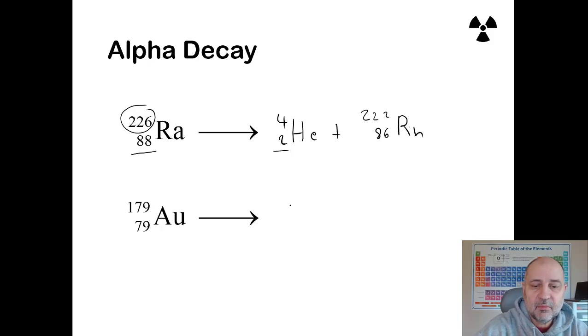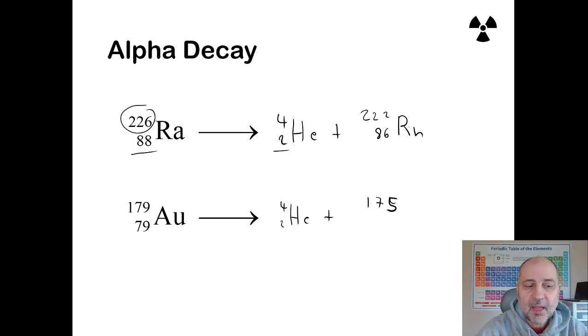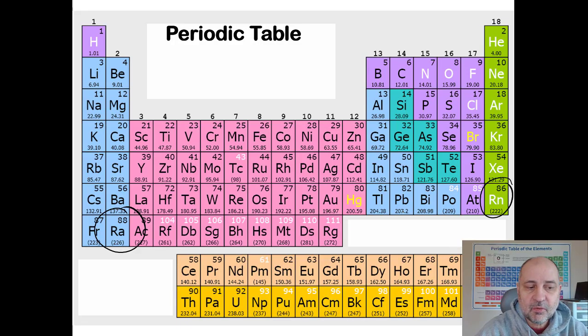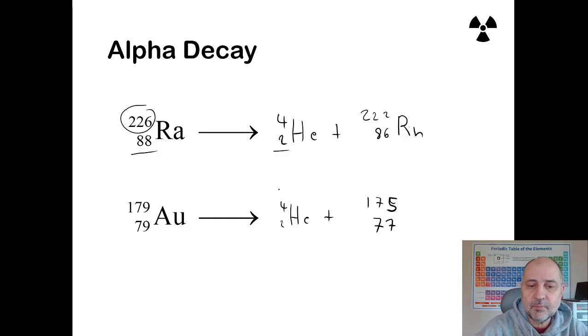Let's do the same thing here. Alpha decay, this you need to know again, is our helium-4, 2, and then we do what we just did again. 179 minus 4 is 175, and then 79 minus 2 is 77. And so you go find 77 on the periodic table here. That's the atomic number, that's our symbol, and we just write it in here: iridium. So that's alpha decay.